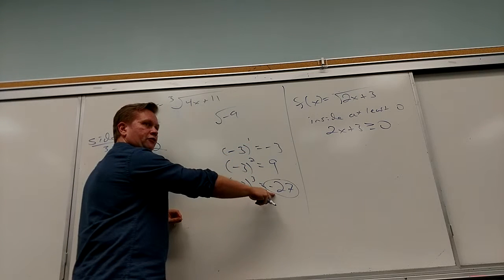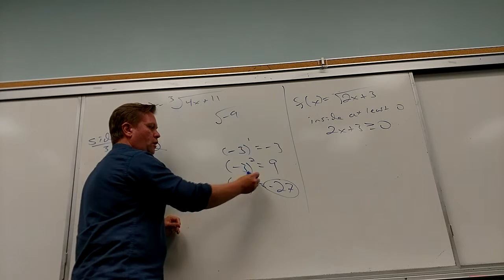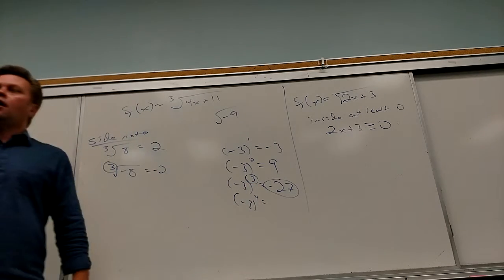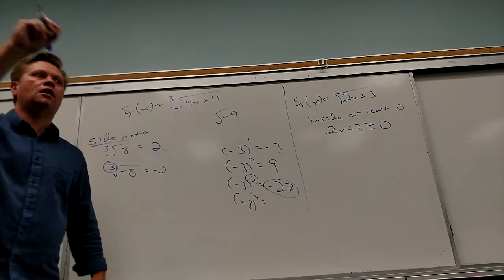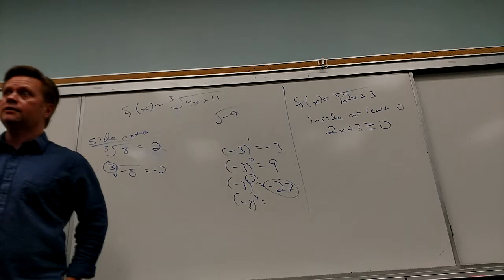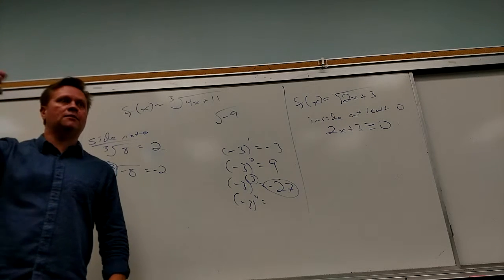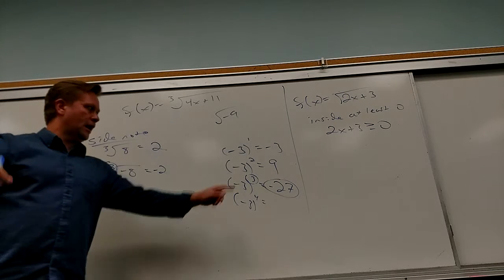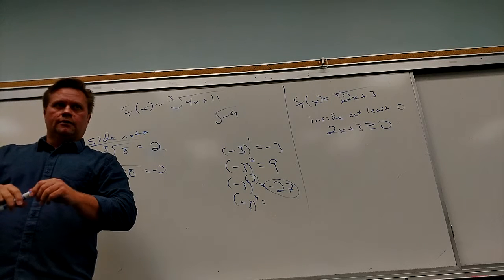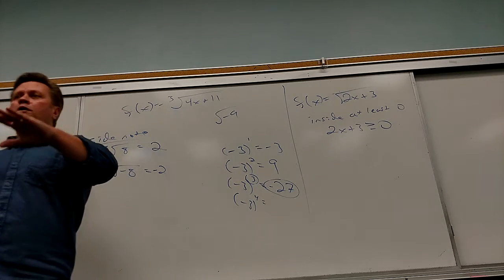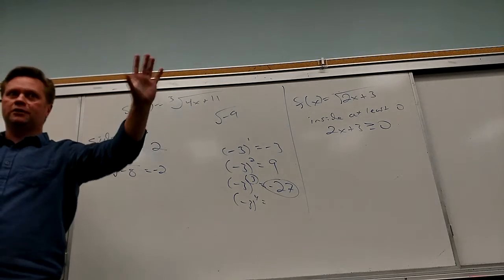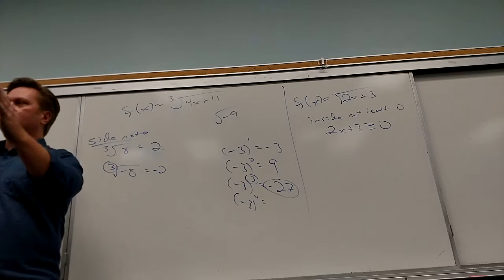Every other one is a negative result, isn't it? And they're all related to what kind of power that comes out negative? Odd. So the odd root can handle negatives because odd powers can come out negative. Even powers cannot when I'm using real numbers. I have to throw that caveat in because we will eventually talk about things that are beyond real. But we're not there yet.